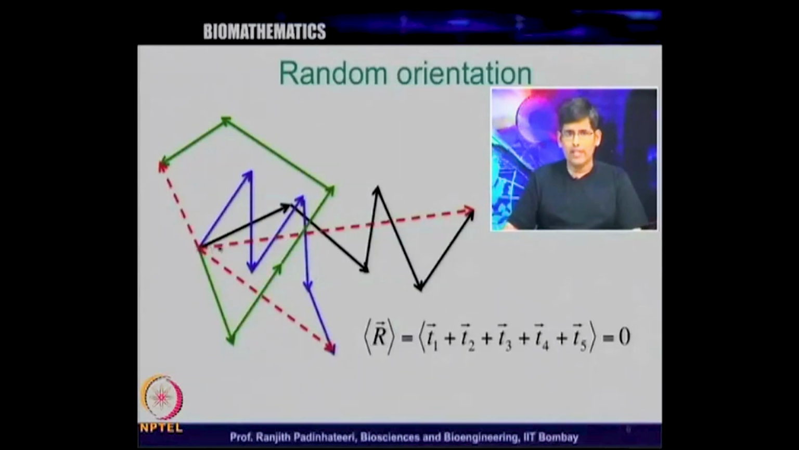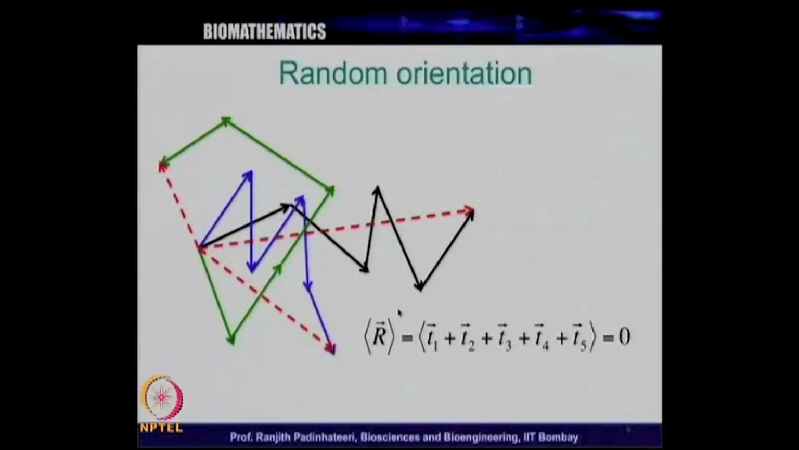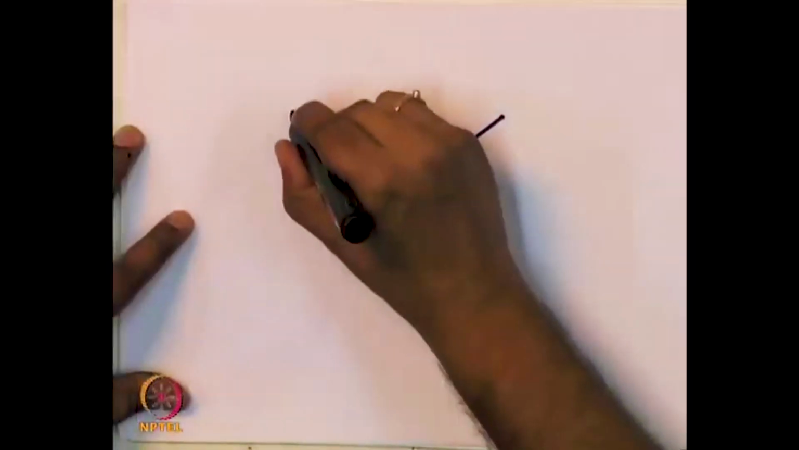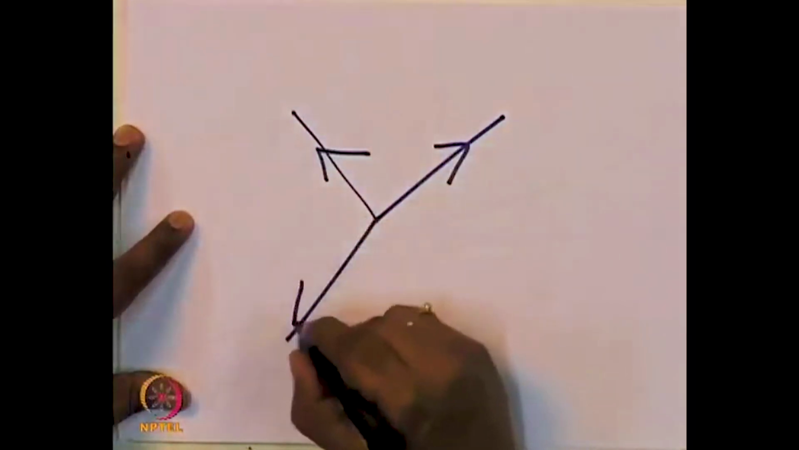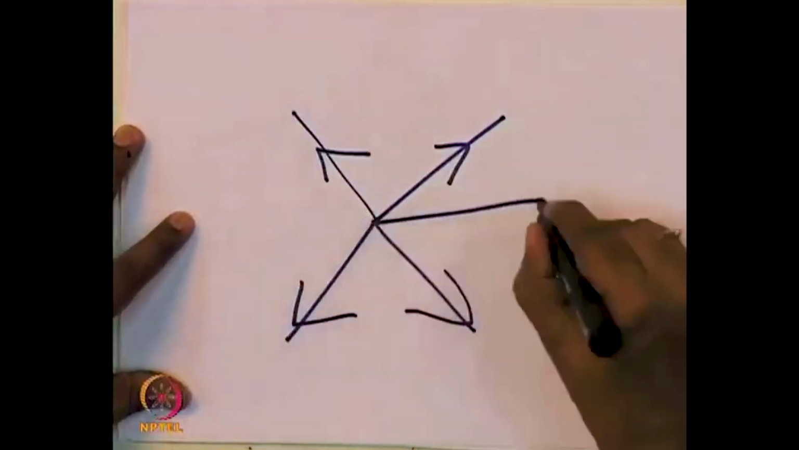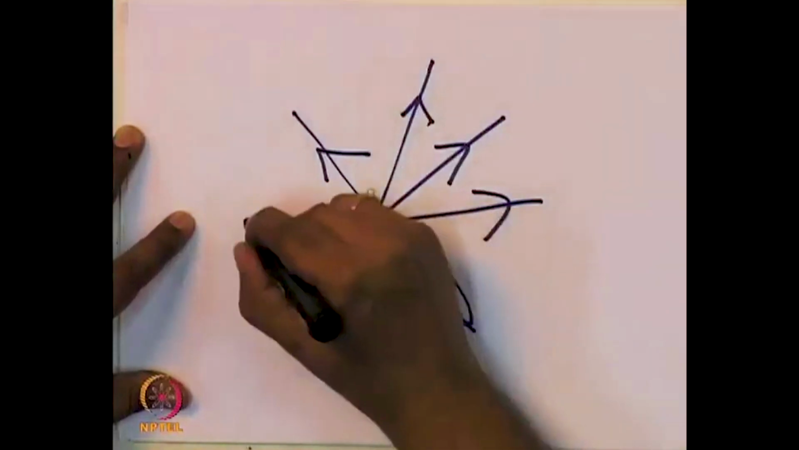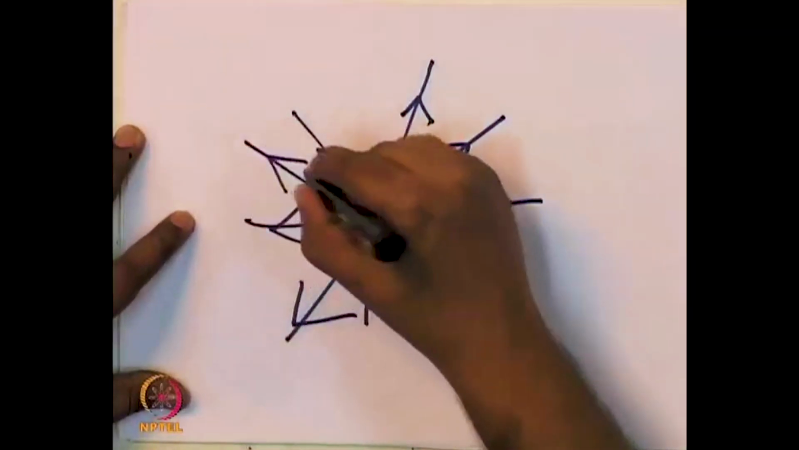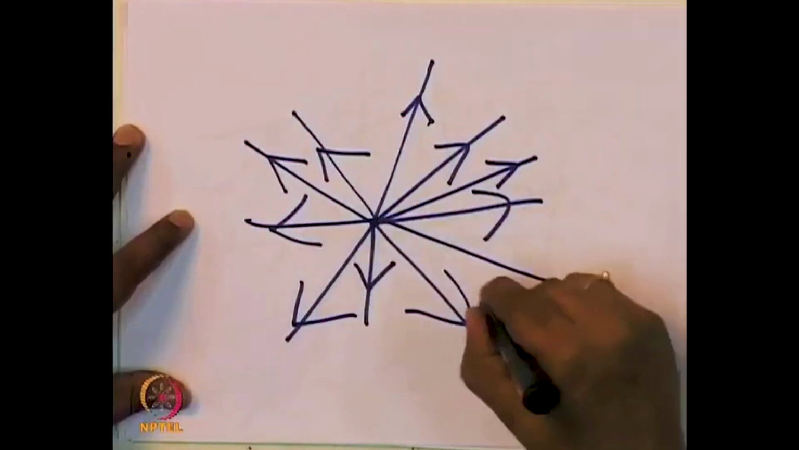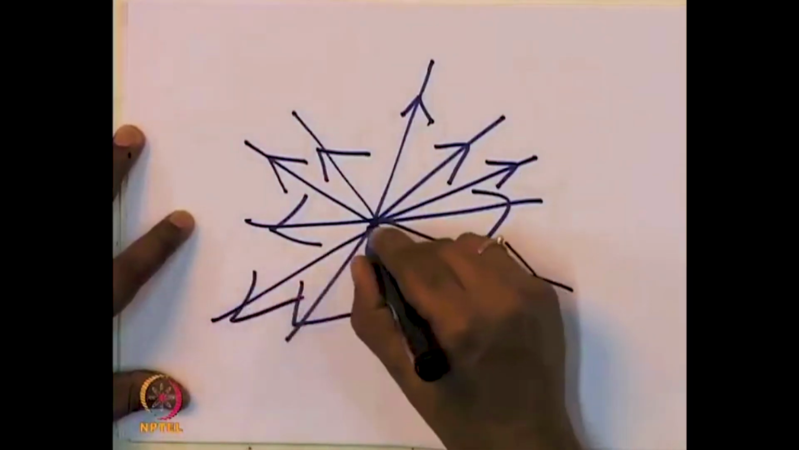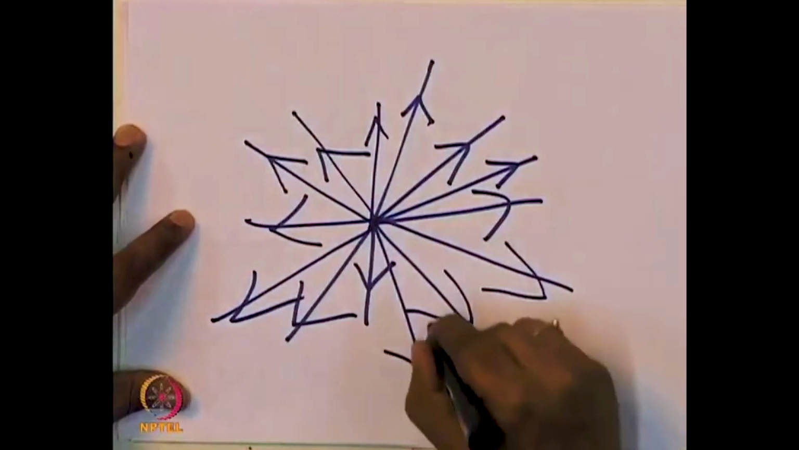If you look at the end to end vector only, the red only, of 1,000,000 configurations, what do you expect to get? One end to end vector like this, another like this, another like this, some other like this. So, you will have end to end vectors in completely random directions and random magnitudes. All sorts of directions, all sorts of magnitudes.